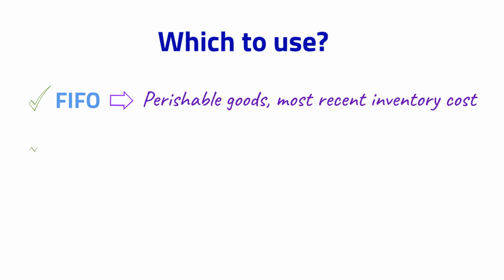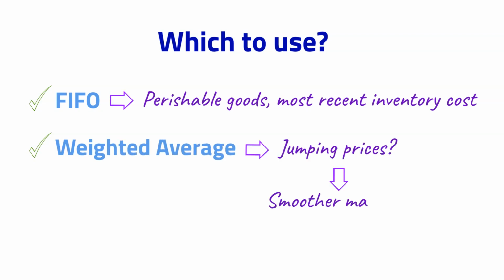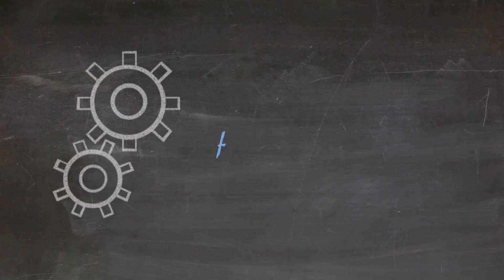When do you use which method? FIFO suits perishable goods and shows current inventory at near current cost. Weighted average at the same time stabilizes margins when purchase prices jump around. Let's have a look at those two methods using an example of our apple shop.